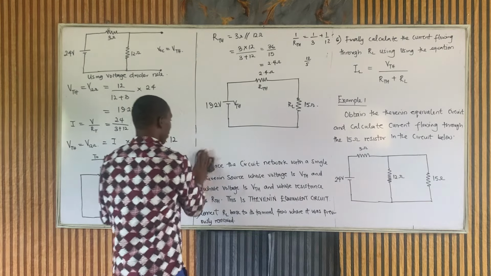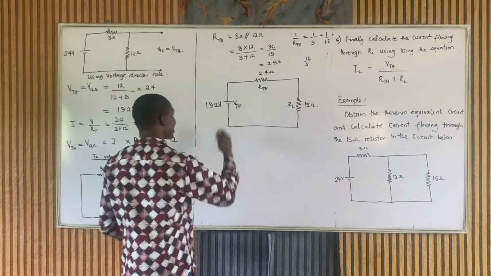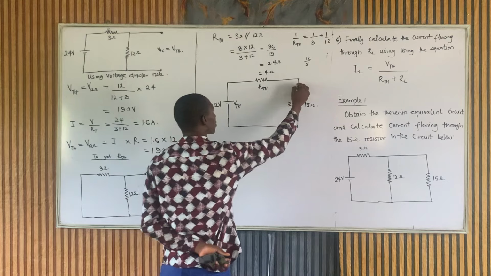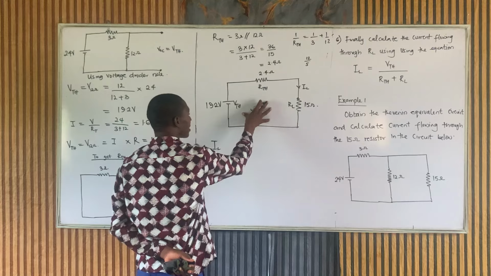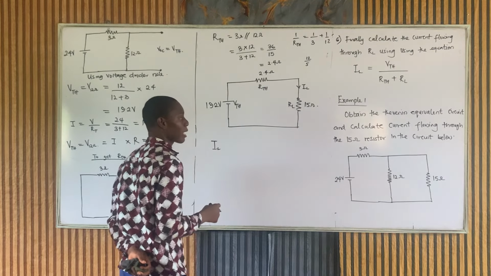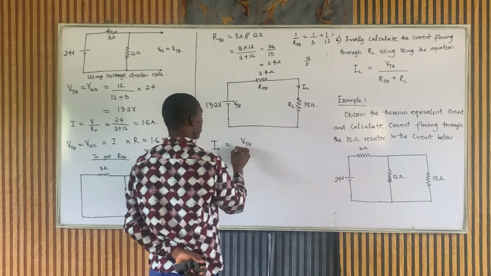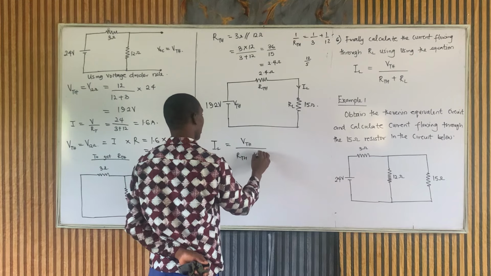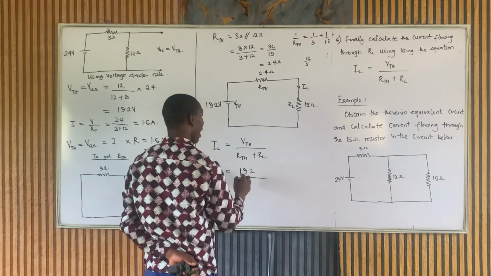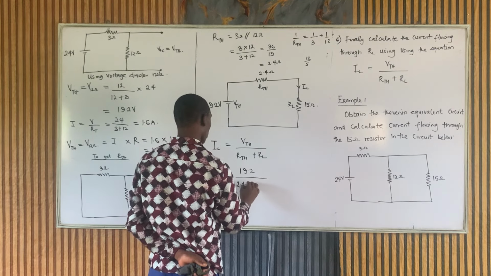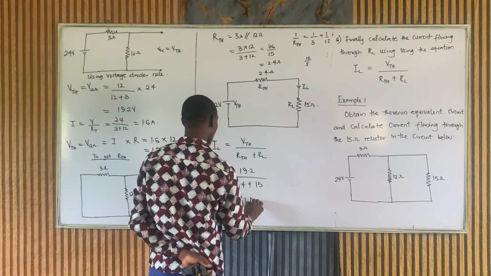So now we can calculate our load current. This is a series circuit, and for a series circuit the current is the voltage over total resistance. The first thing required is to draw the Thevenin equivalent circuit. The next thing required is to calculate our load current, which will be total voltage, which is VTH from that formula there, over total resistance, which is RTH plus RL. Our VTH is 19.2, all over our RTH, which is 2.4 plus 15. And this will give us about 1.1 ampere.